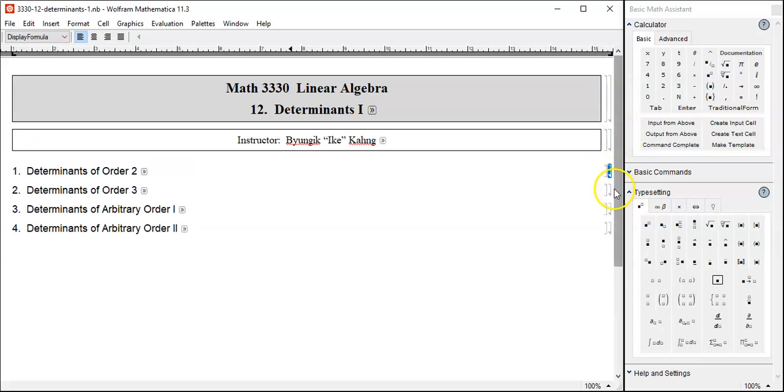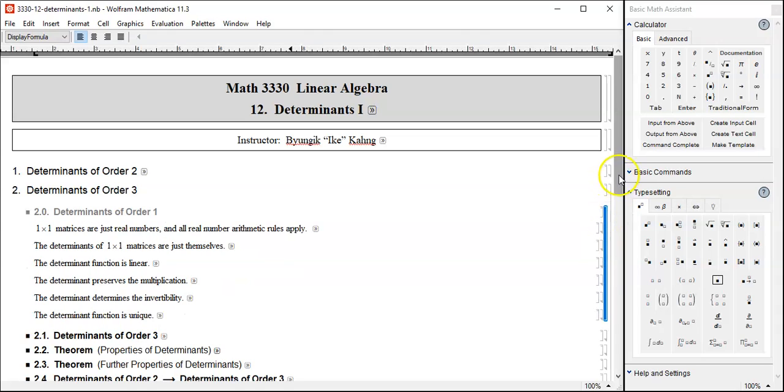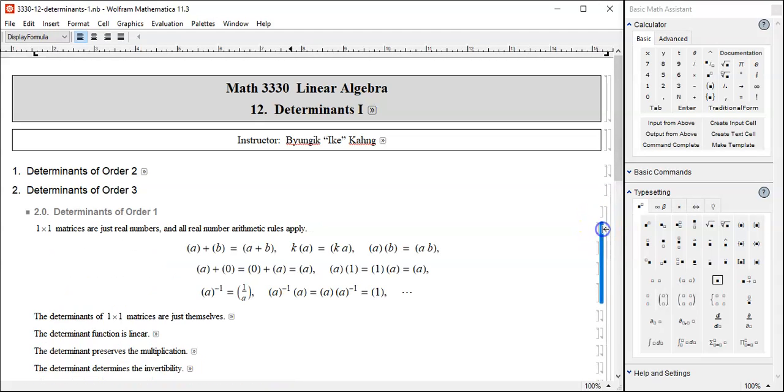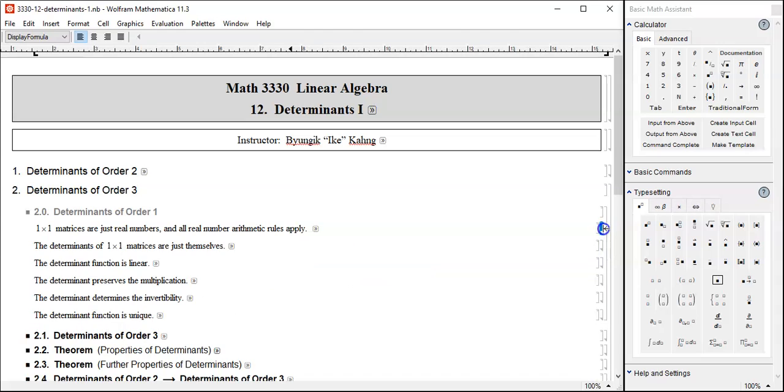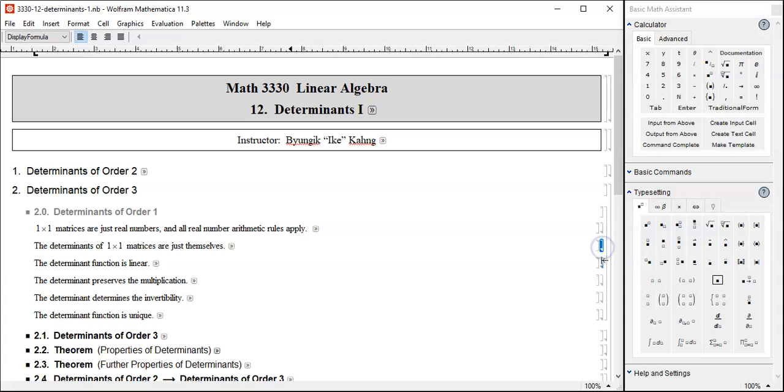Now let's establish something similar for matrices of order 3, or 3 by 3 matrices. Oh, actually before that, let's go over determinants of order 1. 1 by 1 matrices are just real numbers, and all real number arithmetic rules apply, and here is a list of those rules. Simple. Determinants of 1 by 1 matrices are just themselves.